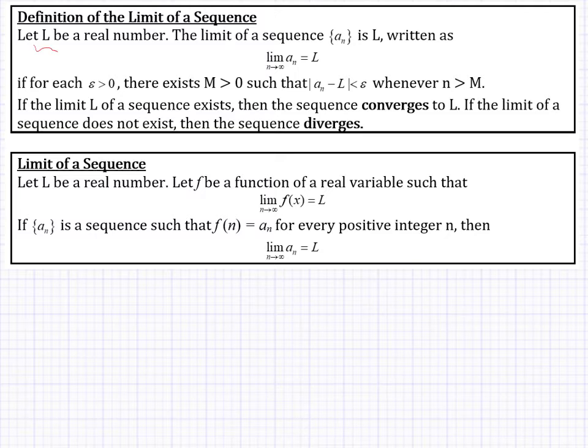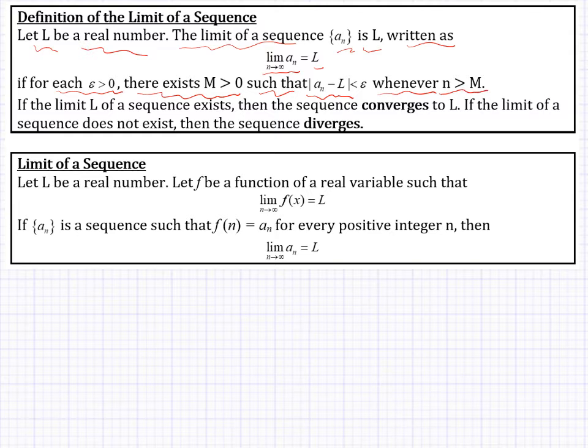So we let L be a real number. The limit of the sequence a sub n is L, and we would write that as the limit as n goes to infinity of a sub n equals L, if for every epsilon greater than 0, there exists a capital M greater than 0, such that the absolute value of a sub n minus L is less than epsilon whenever n is greater than M.